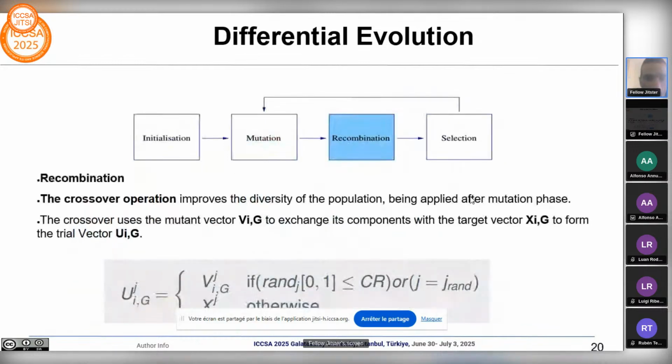After that, we have the recombination step, or crossover step. The crossover improves the diversity of the population, being applied after the mutation phase. The crossover uses a mutant vector to exchange its components with the target vector.